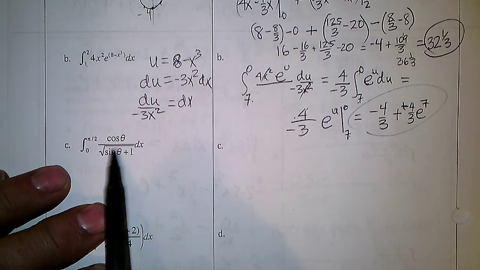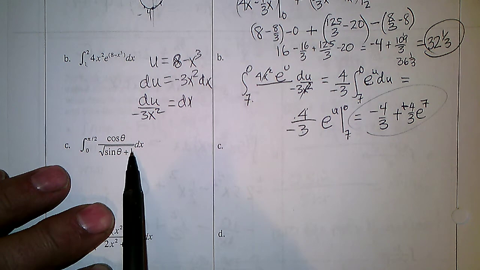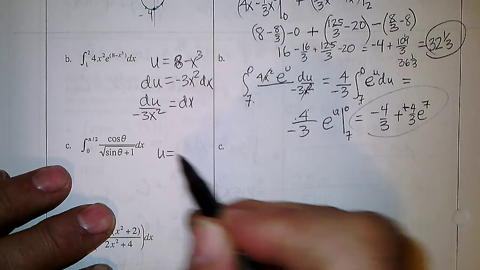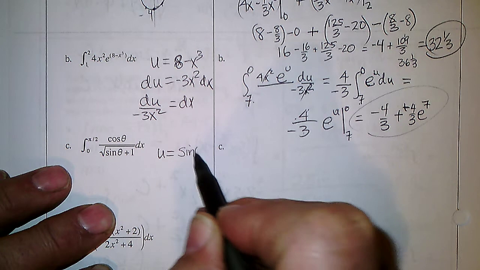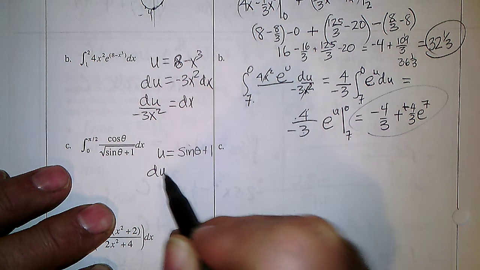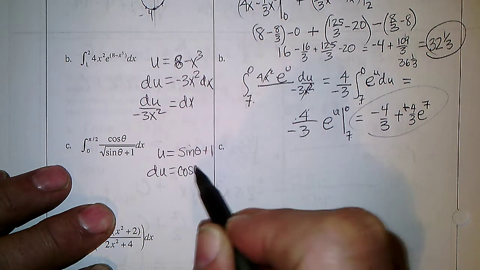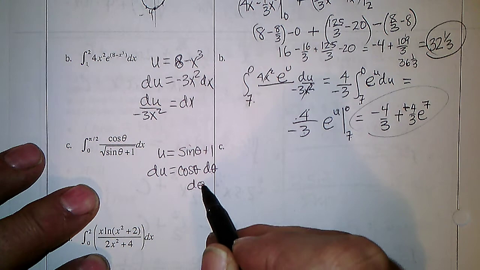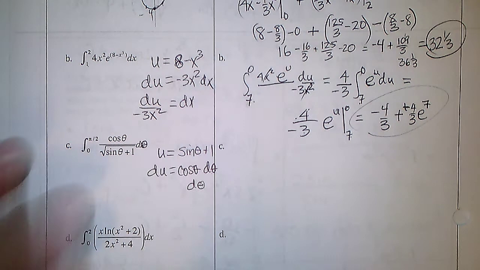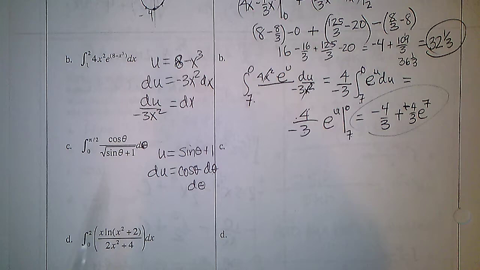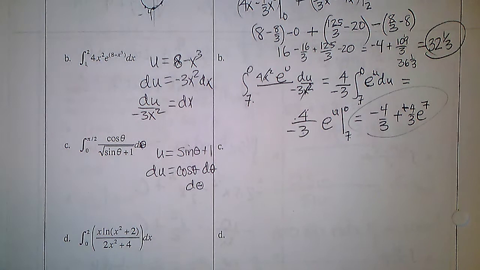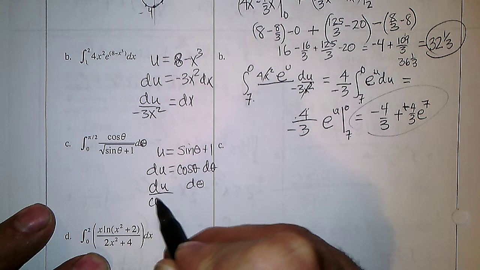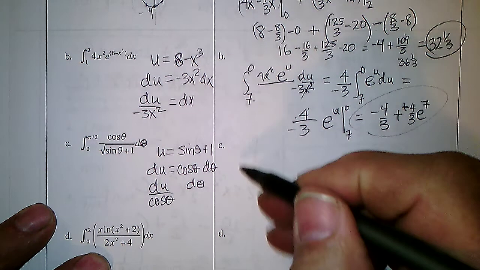Well, the derivative of sine of theta plus 1 would be cosine theta, so I think that's going to cancel, so I'm going to let u equal sine of theta plus 1. Du would be cosine theta d theta, and so d theta, this should be theta here. My bad, mistake in my test. The angle is theta, so that should be theta, d theta. D theta can be replaced with du over cosine theta.